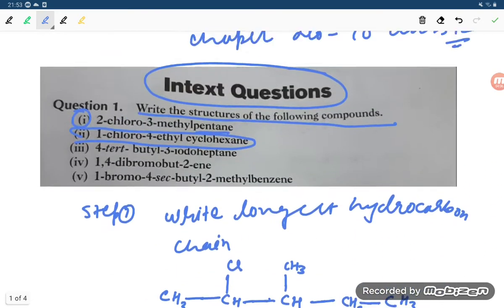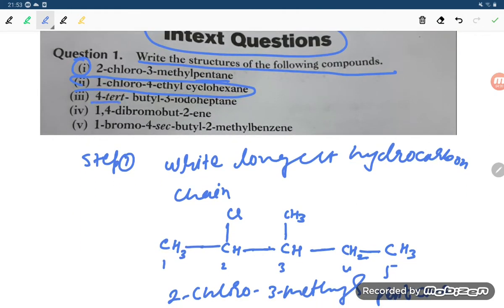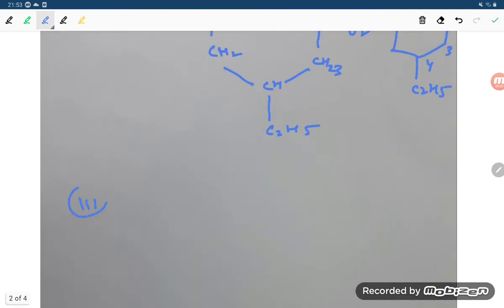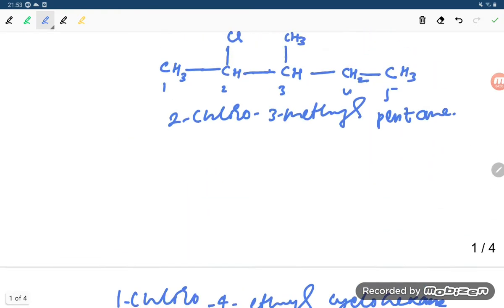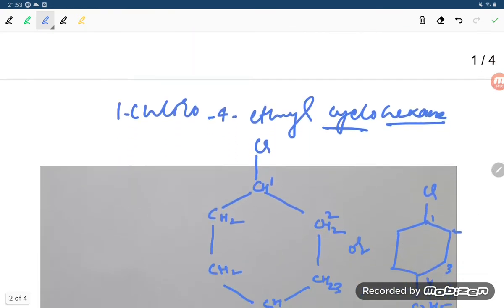Now let us move to the third one, students. What is there? 4-tertiary butyl-3-iodoheptane. Pentane is there, no cyclic compound. So first, 4-tertiary butyl. Write down the question, students. So the third one, what are they saying? 4-tertiary butyl, and 3-iodo, and then next, 3-iodoheptane is there, students.